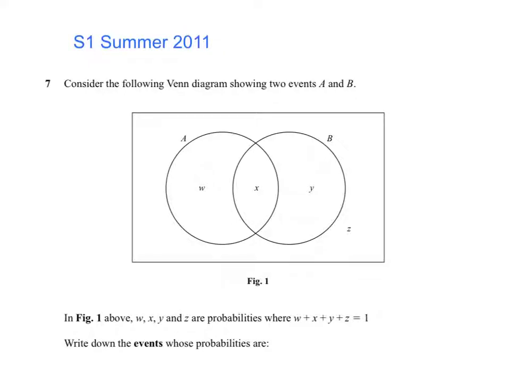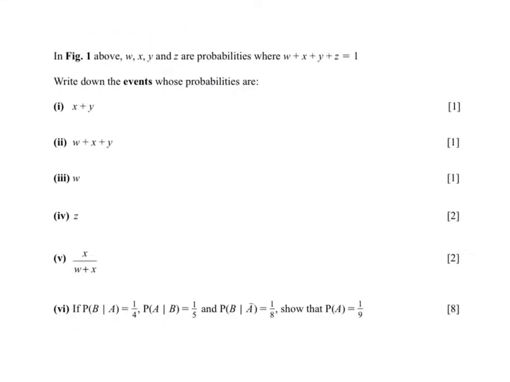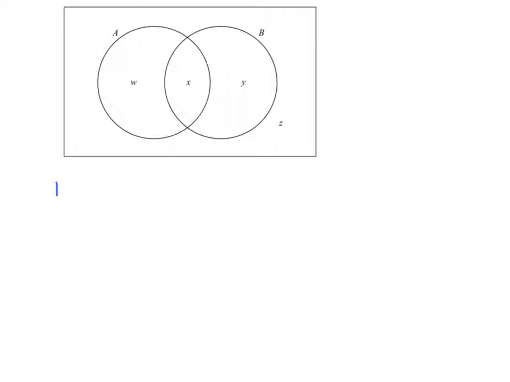S1 Summer 2011 Question 7. Part 1. X plus Y. If I shade this in the diagram, I can see that I have the probability of B.